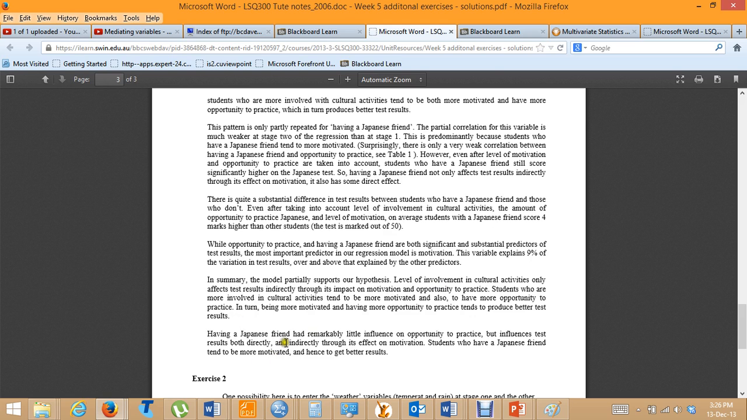And then the conclusion for the other predictor: having a Japanese friend had remarkably little influence on opportunity to practice, but influences test results both directly and indirectly through its effect on motivation. Students who have a Japanese friend tend to be more motivated and hence to get better test results. Now notice that this is all in present tense because it's discussing the population. Okay, so hopefully that will help you a little bit.